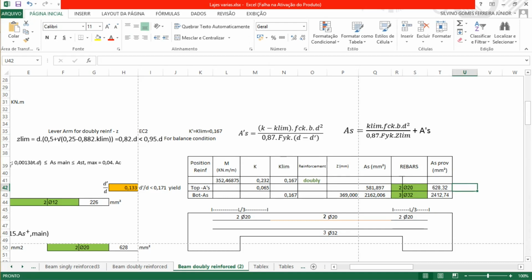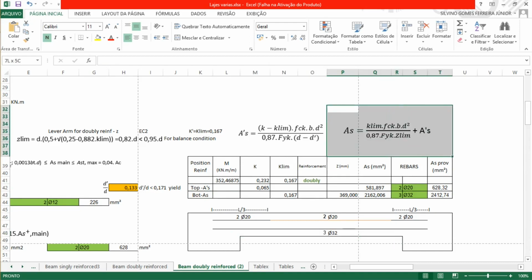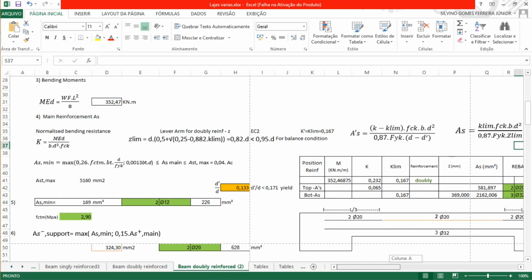Okay, now for the bottom reinforcement here. For the bottom reinforcement, it's basically the limit we use when calculating for a simply supported beam, that is the K limit, that is 0.167, that is what is missing. Multiply by FCK, multiply by B, multiply by D squared, divided by the same expression as before, 0.87 FYK, multiplied by the lever arm limit. This lever arm limit for a doubly reinforced concrete is different than before. It is given by this expression.